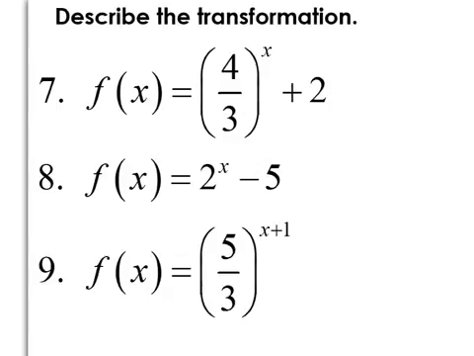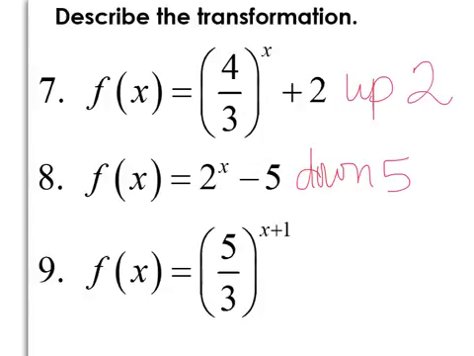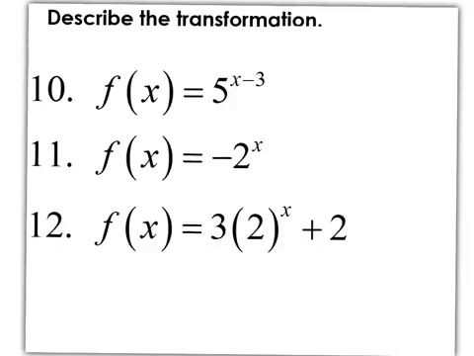In number 7, our K is positive 2, so that is a shift up 2 units. In number 8, we have a shift of down 5 units. And then in number 9, we have a horizontal shift left 1 unit. Now, let me have you try these three. Please describe the transformation.